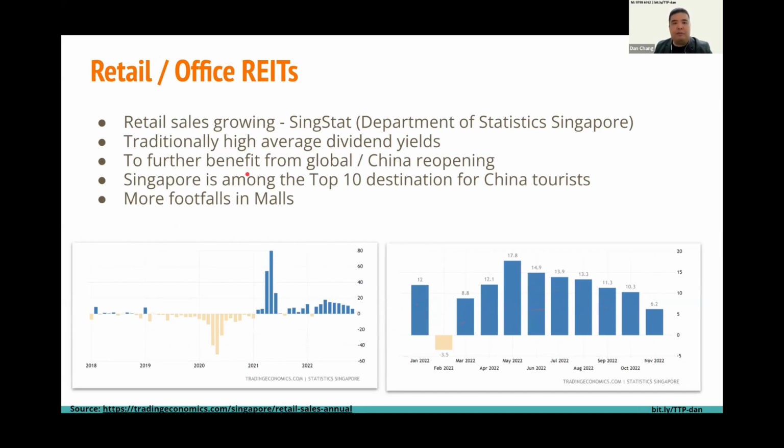Of course, they are poised to further benefit from the global China reopening, as I said earlier. I also said earlier that Singapore is among the top 10 destinations for Chinese tourists. So more footfall, and more. That's why retail REITs.